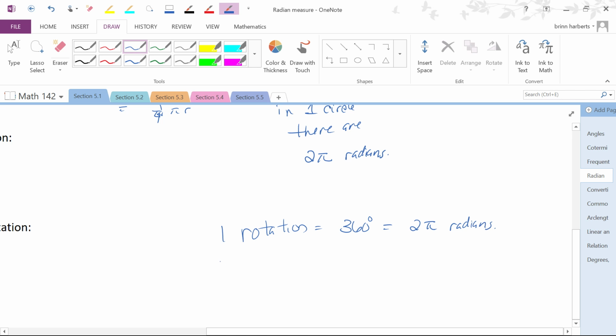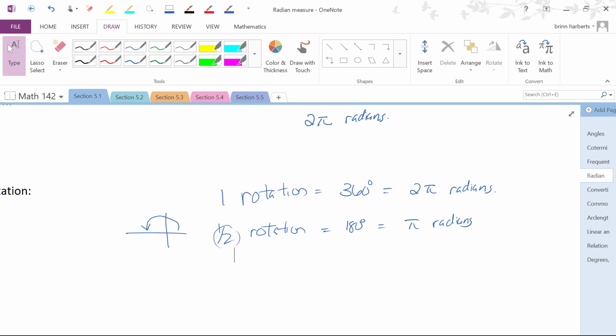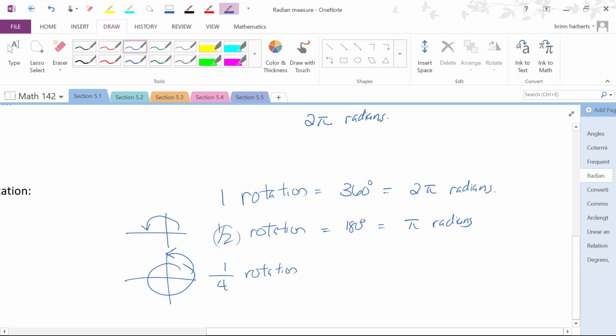Okay. 1/2 of a rotation, which would be on a unit circle from here to there, would be 180 degrees, which would be pi radians. 360 divided by 2, right? 1/4 of a rotation, which would be to there. We found that to be 90 degrees, which is the same thing as pi over 2 radians.